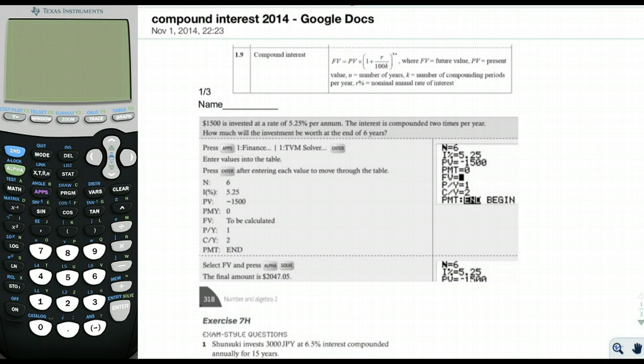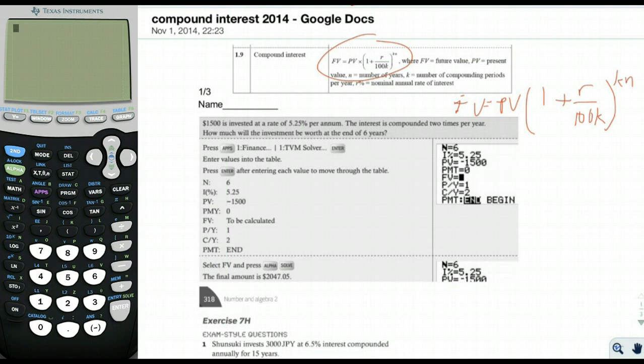Yes, you do. Why? Because in case you do something wrong with the calculator, if you write out the equation with the substitutions, you'll be able to get partial credit. Okay? So what is the formula you're going to use? It's just the same one we used in the exploration. So it's future value equals present value times 1 plus the interest rate divided by 100k, to the power kn. So this is exactly what we used in the investigation.